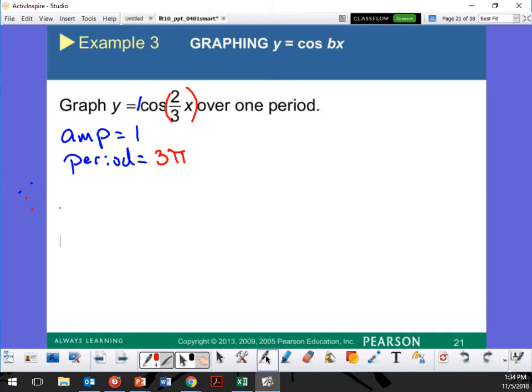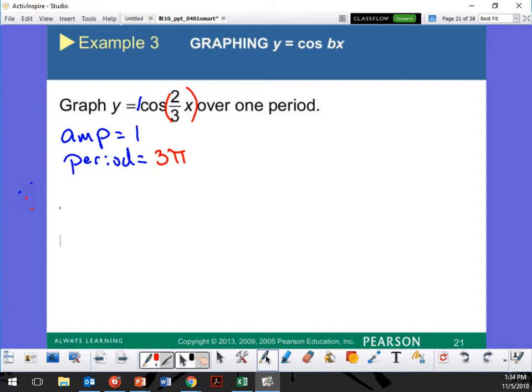Now, where do sine and cosine start? Sine is y. Look at the unit circle. Sine and cosine start where?